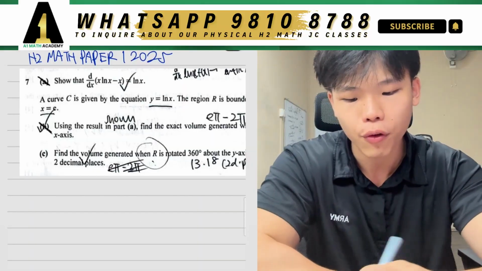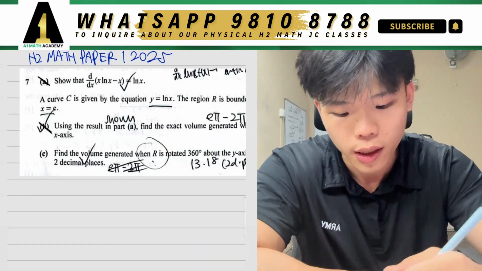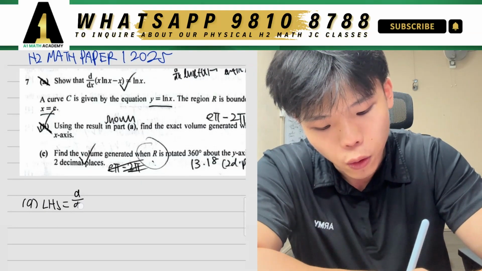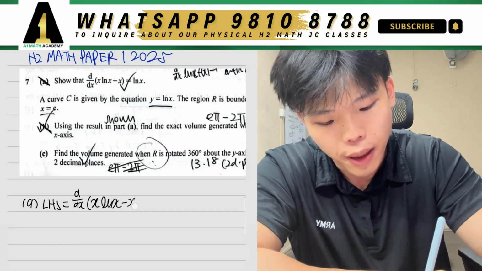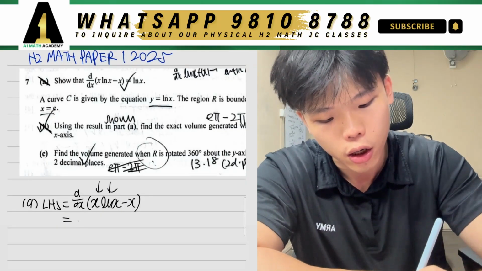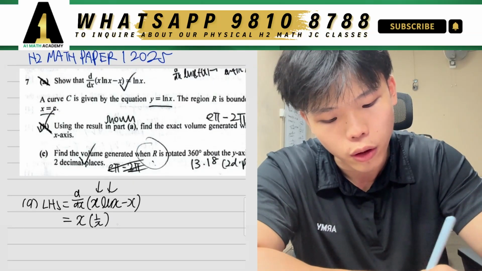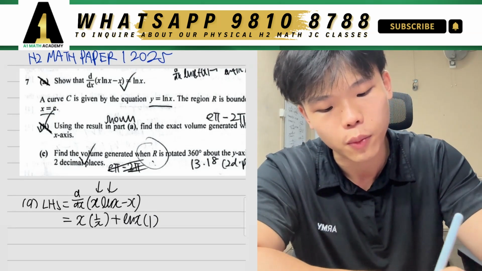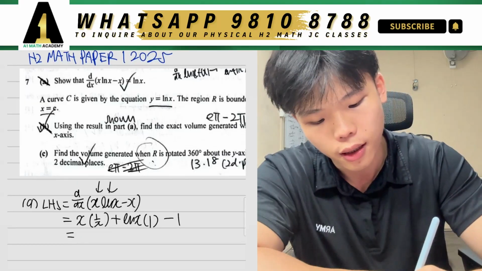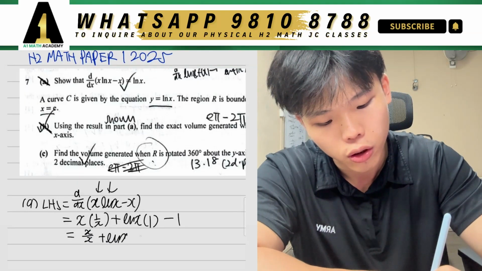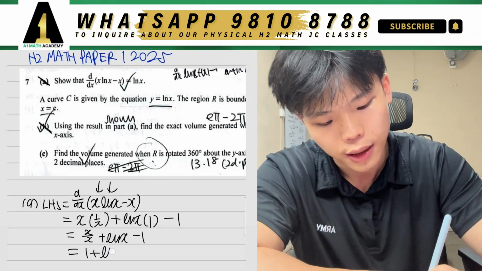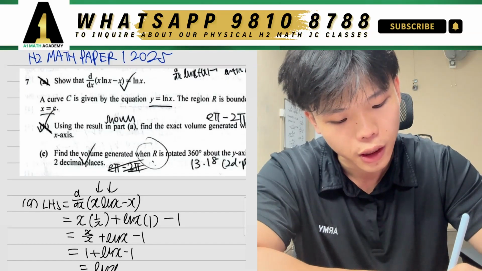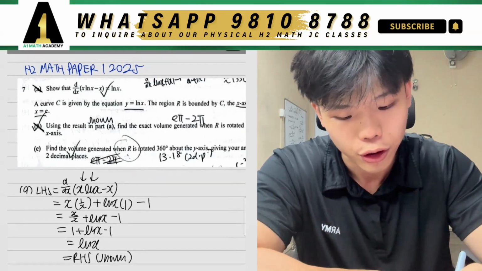Now let's look at this question. For the first part, I think it's fairly straightforward to show. You just need to differentiate it. So let's say we start from the left hand side, d over dx of x ln x minus x. This is our product rule. So we have x, differentiate ln x, we get 1 over x, then we add ln x, differentiate x, which is 1. After that, when we differentiate minus x, we get minus 1. Therefore here will be x over x plus ln x minus 1, which is 1 plus ln x minus 1, which is just ln x, which is the right hand side. So over here we show it. The first part is very straightforward to show.